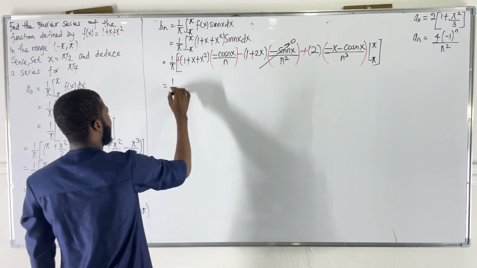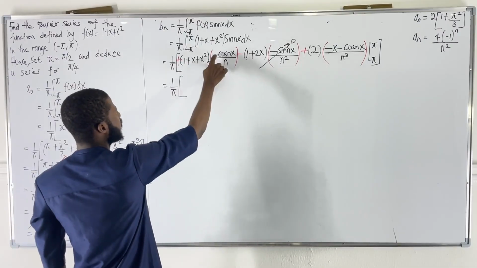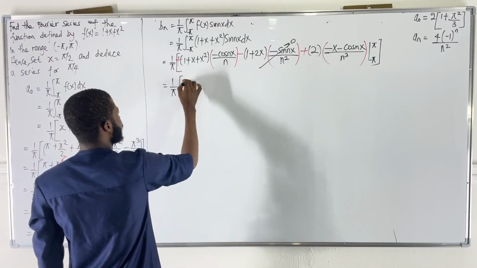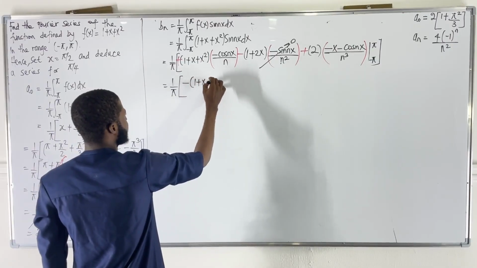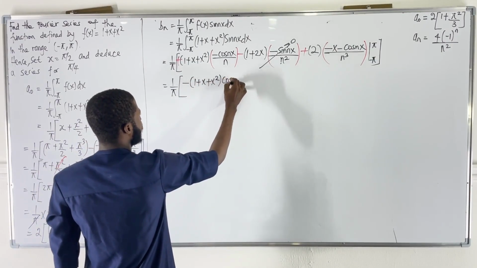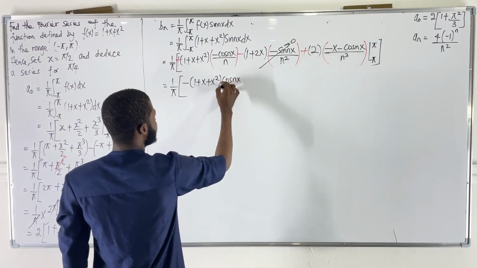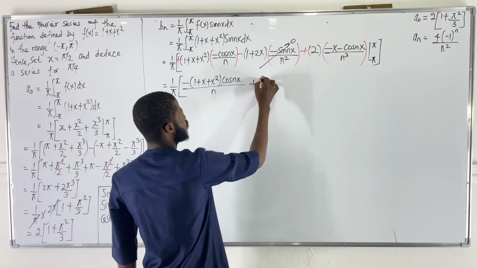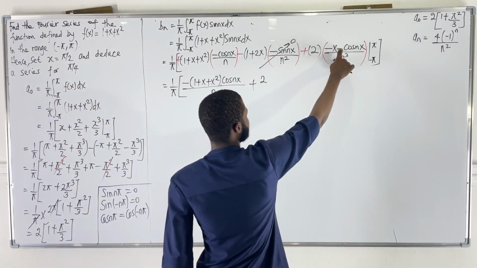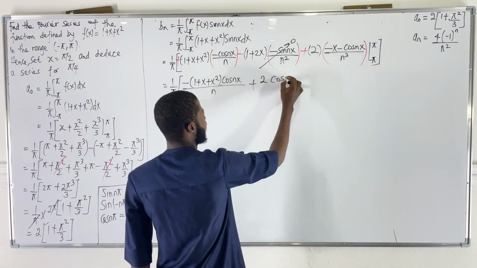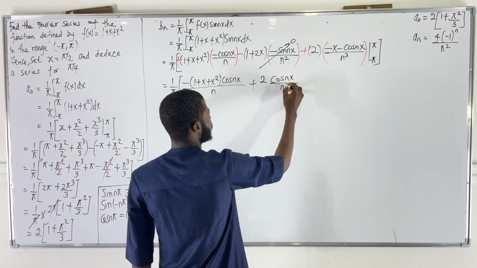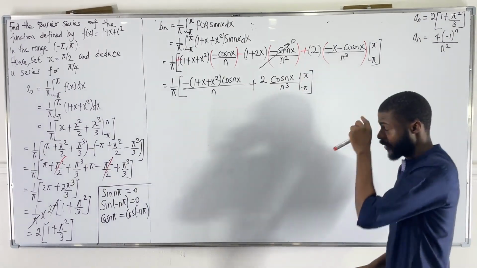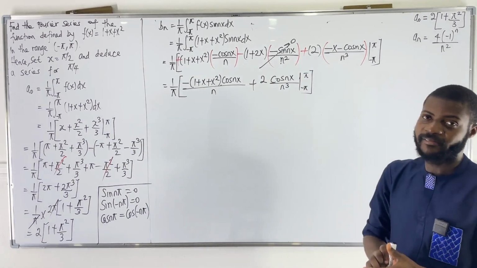So this is 1 over pi. And I'm going to be having, this minus can come outside to this place. So this minus can come here. So this is minus into 1 plus x squared cosine of nx, everything over n. And then plus 2. Minus times minus is positive. So this will be cos nx over n cubed from minus pi to pi. All right. So that's what we have.